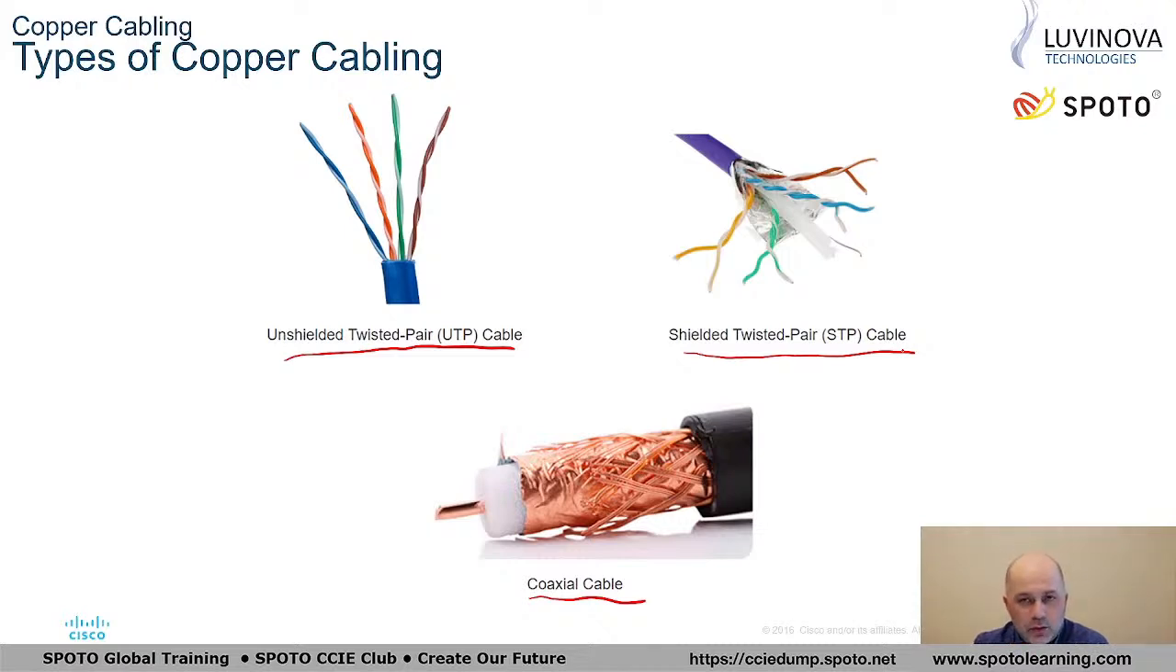Shielded twisted pairs have shielding. As you can see, the shields are on each pair, and on the whole set of twisted pair cables as well. And coaxial cable is the most shielded cable. We have a copper core here, then a thick plastic insulation, and a metal fence, which prevents electromagnetic distortion from getting in and distorting the signal.